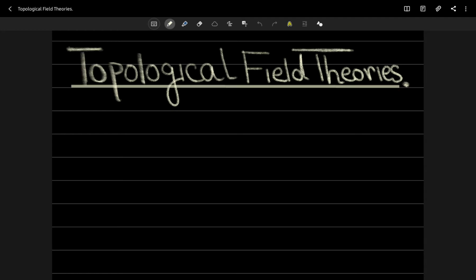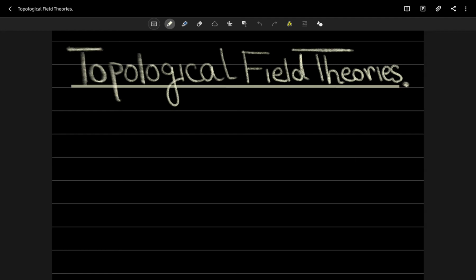So the things that I will be covering are as follows. The question, what does it mean to be a topological theory? So what does it mean if a theory is said to be topological? And there are two types of it. One is the Schwarz type and the other one is Witten type topological field theory. And we will look at both of those.